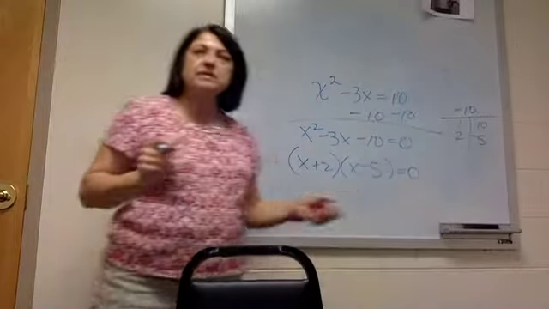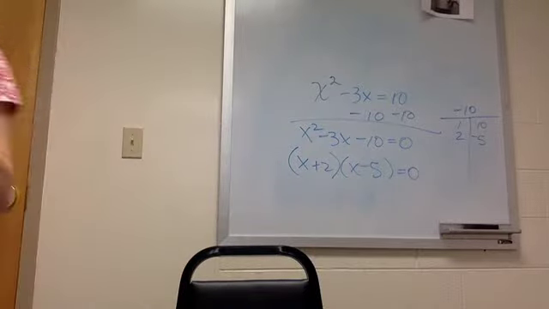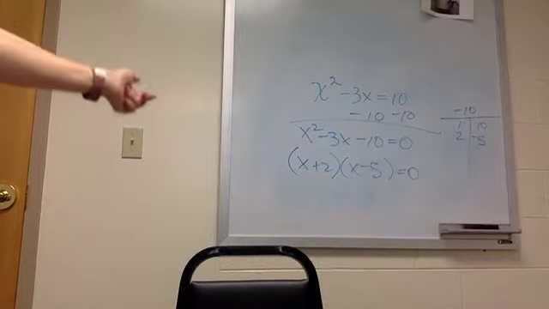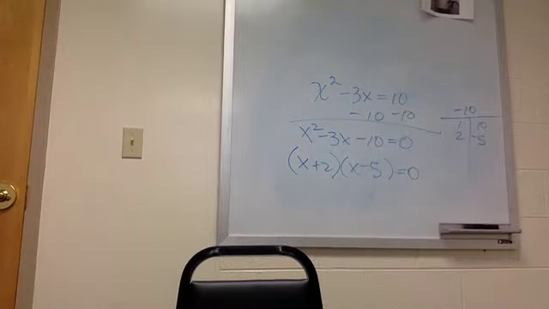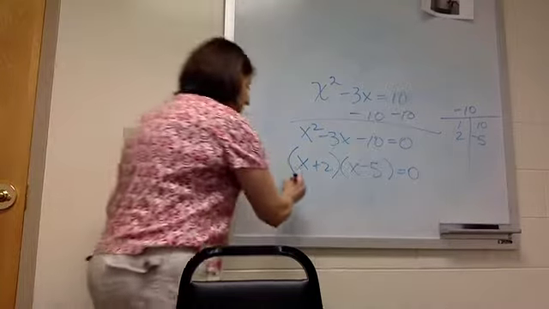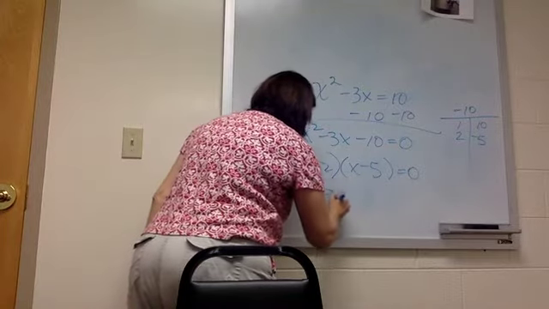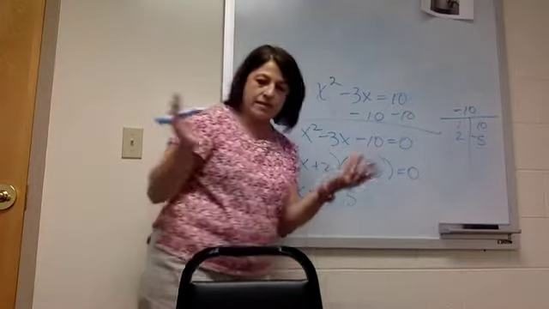Now they're asking me to solve it by factoring. Leaving it factored is not enough. When you are asked to solve something, what are you being asked to find? You're being asked to find the values of x that make that a true statement. So you have to set each of these to 0 and solve. So x equals negative 2 and positive 5.